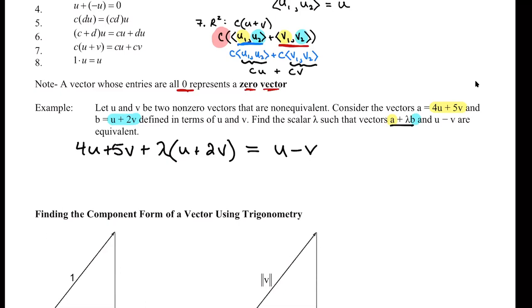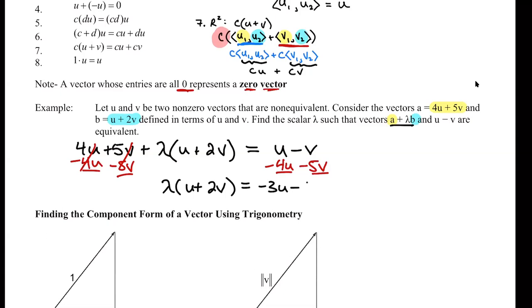All right, with the idea that we're going to be solving for the value of lambda here. I could distribute first, but I think it's probably a better move to knock off the 4U. So, simple algebra, knock off the 5V. So we have lambda U plus 2V is equal to negative 3U minus 6V.